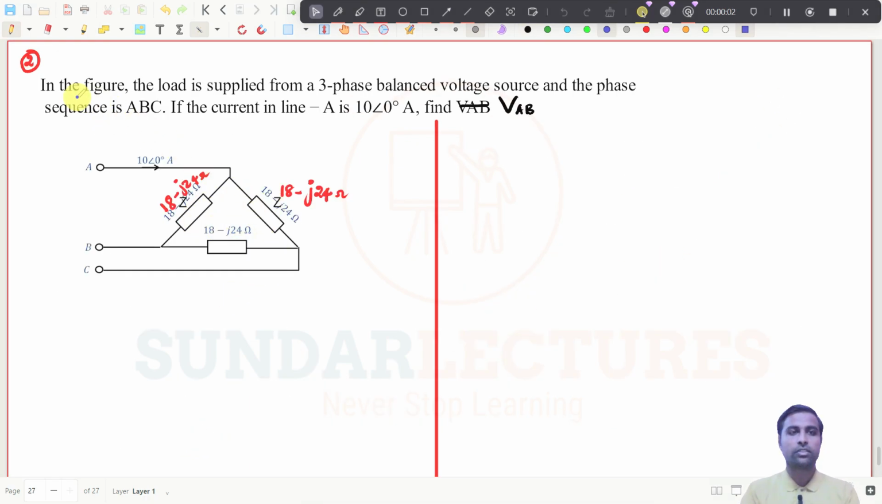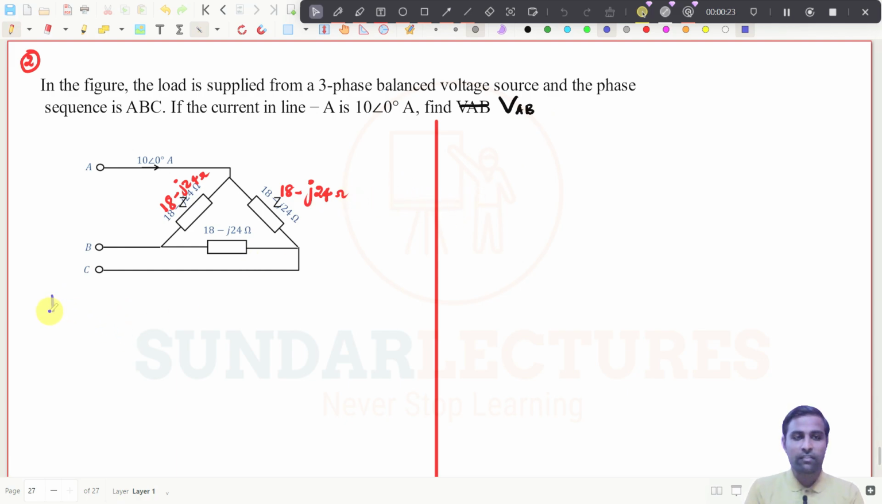See, now this is the second problem. In the figure, the load is supplied from a three-phase balanced voltage source, and the phase sequence is ABC. They have given it as ABC, right? If the current in line A is 10 at an angle of 0 degrees, find the value of VAB. That is the question they have asked.